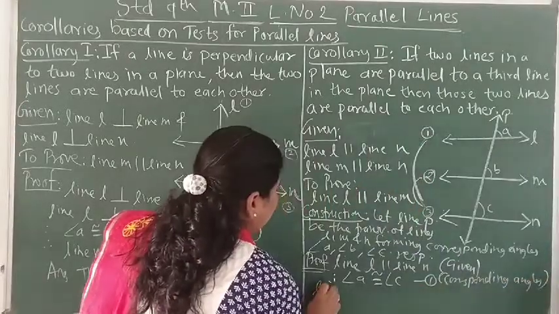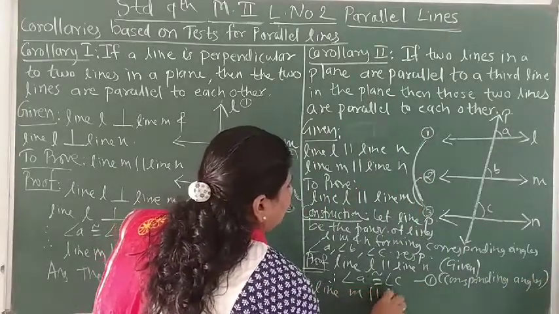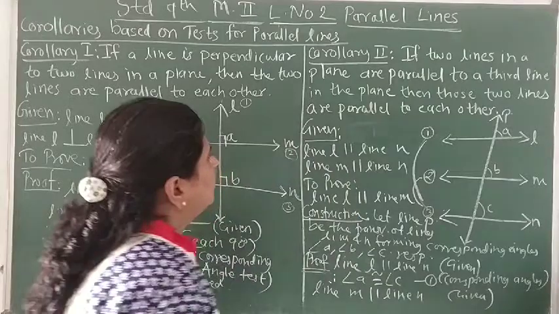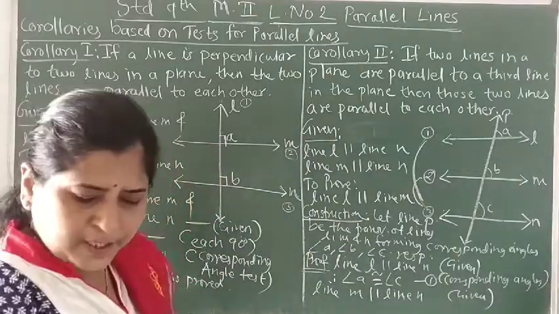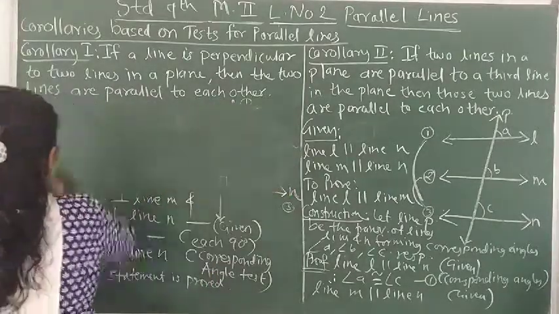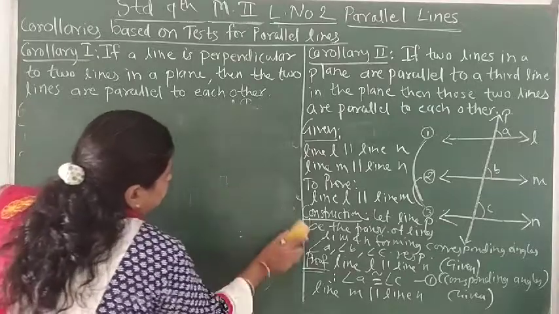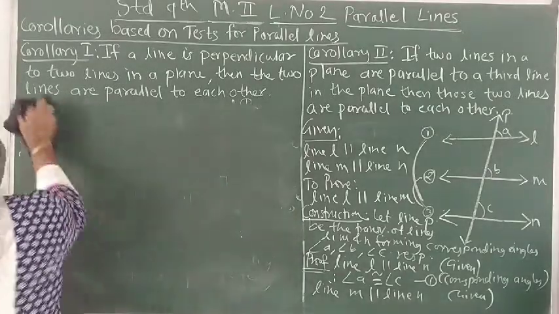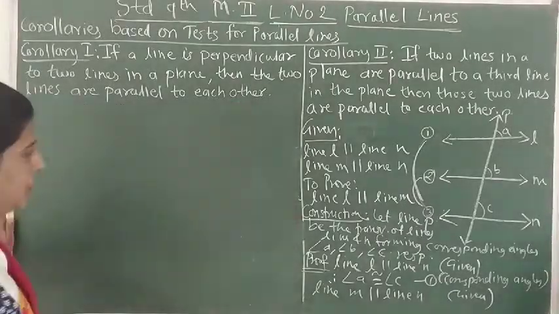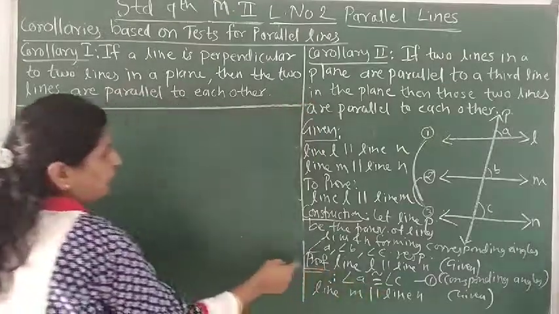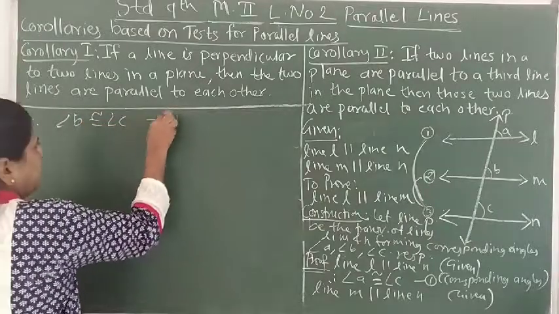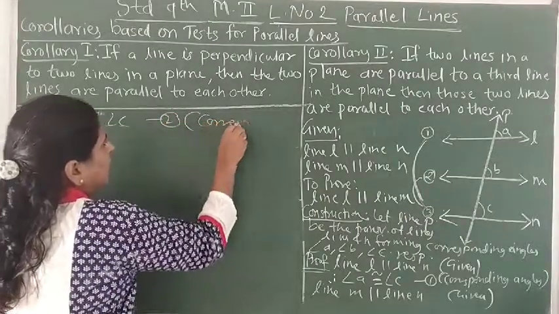Similarly, now line M is parallel to line N. It's given. I think I should rub this part so we can write over here clearly. Okay. So if line M is parallel to N, therefore angle B is congruent to angle C, statement number 2, corresponding angles.